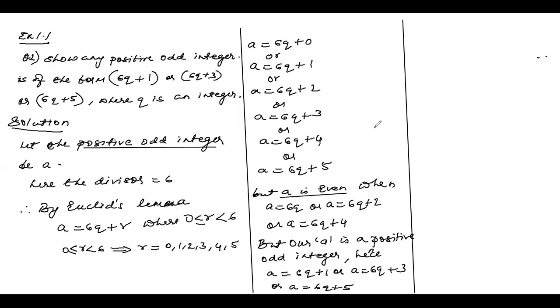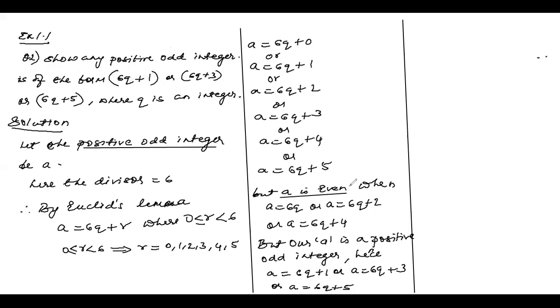So I hope everybody understood it. Okay? There's nothing in this sum. Even for the last time I say, show that any positive odd integer is of the form 6q plus 1 or 6q plus 3 or 6q plus 5, where q is an integer.